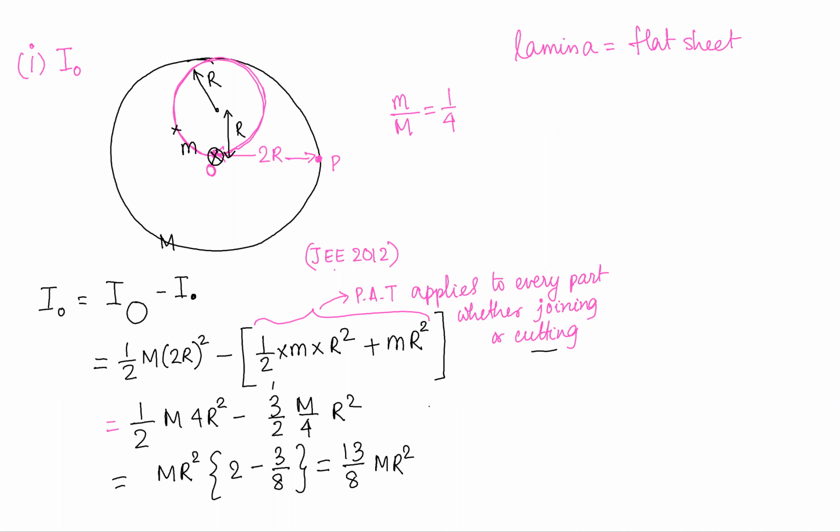The question is actually asking you, what is the ratio of IP by IO? So what is a point P? A point P is this point that is shown over here, 90 degrees away. This is the top part, the horizontal part, this is point P. The question is asking you, what is the ratio of the moment of inertia about P and the moment of inertia about O? What is the ratio of IP divided by IO?